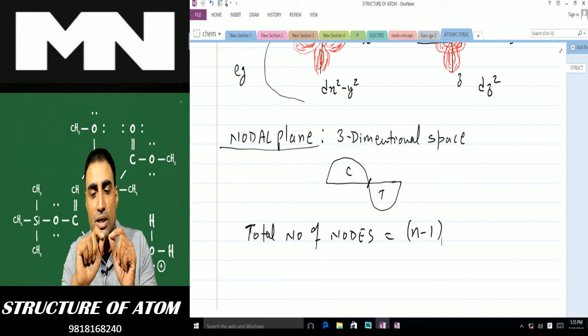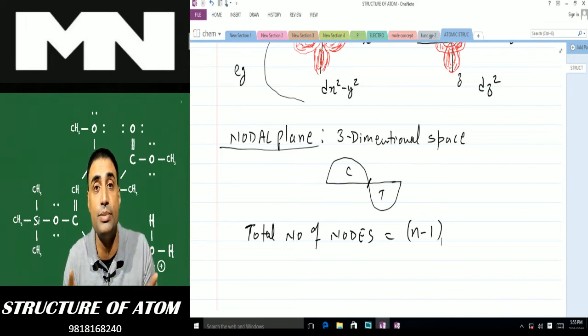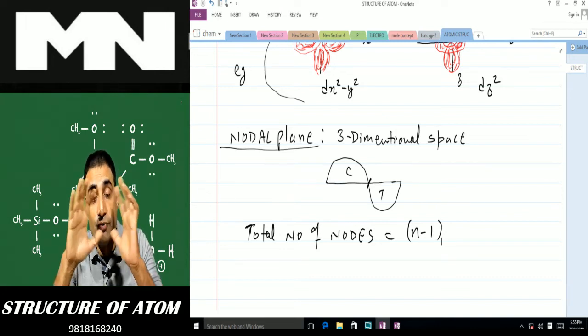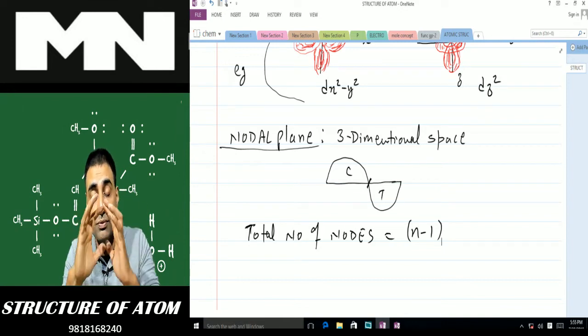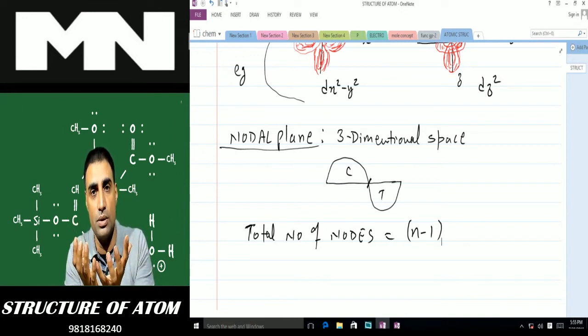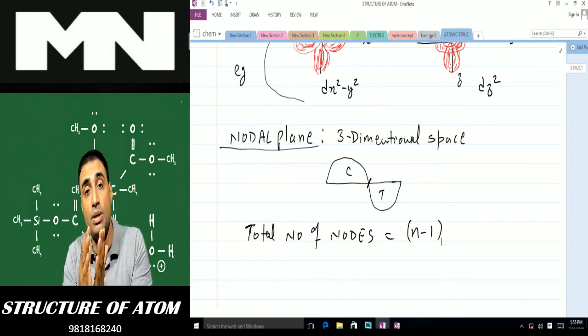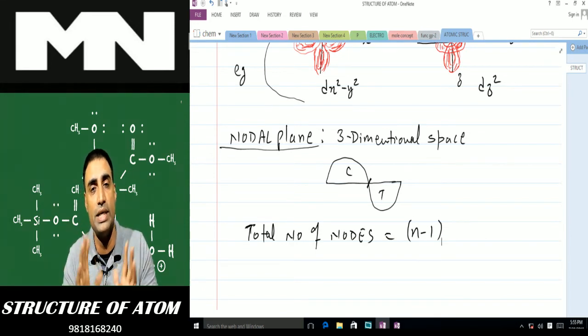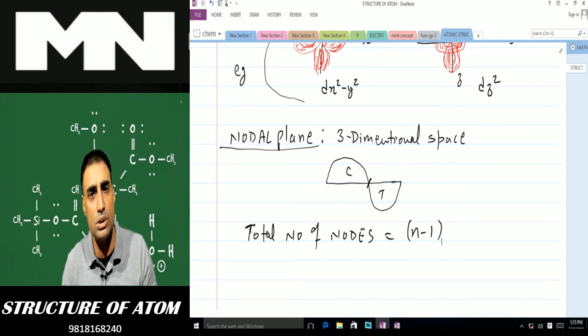That node, if it comes on the x-axis at a particular distance, definitely it is going to come on the z-axis also, and on the y-axis also at the same distance, because you have got a spherically scattered electron. These spherically scattered electrons will have the same node at the same distance on any of the axes, x, y, or z. So this is what a nodal plane is: a three-dimensional region around the nucleus where the probability of finding an electron is almost 0.